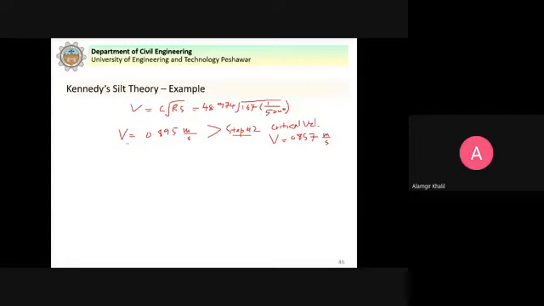You see that this actual mean velocity is greater than the critical velocity. So it means that this is not okay. Why? Because this velocity is greater than the critical velocity. So it means that this will cause scouring in the channel, erosion. So that's why the solution continues and we go for second trial.